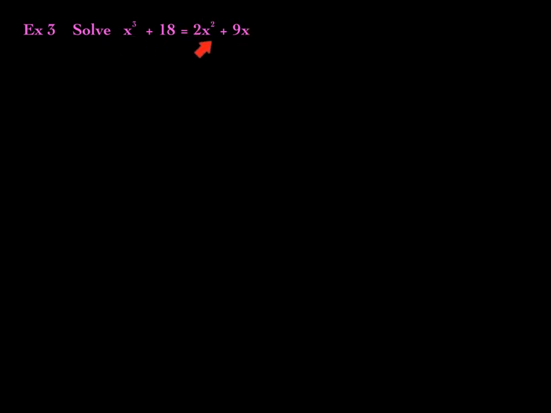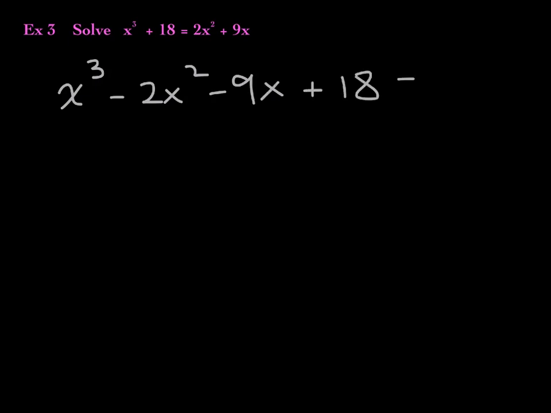And let's bring these two terms to the left-hand side using subtraction. So then when I subtract 2x squared and 9x from both sides, and I write the polynomial equation in descending power order, I get x cubed minus 2x squared minus 9x plus 18 is all equal to 0. The next thing I will try to do is to factor. Because this is a polynomial of 4 terms, I will try to factor by grouping.